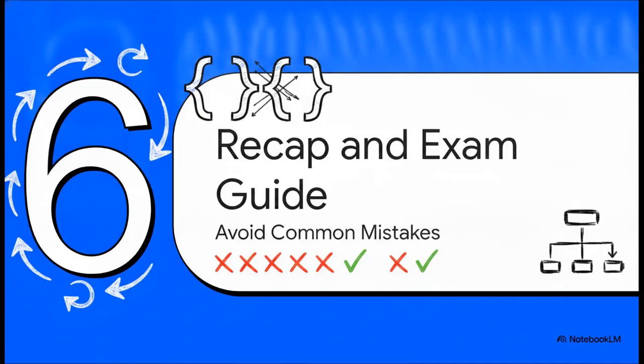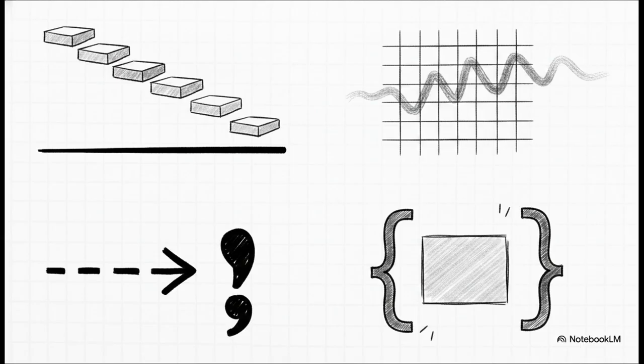And finally, Section 6. Recap and exam guide. Okay, definitely memorize these bullet points for your exams. First up is the catastrophic off-by-1 error. If your loop is supposed to run 10 times, but you accidentally type strictly less than 10 instead of less than or equal to 10, it's only going to run 9 times.